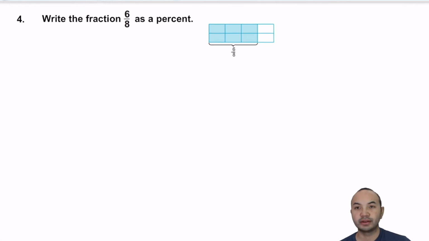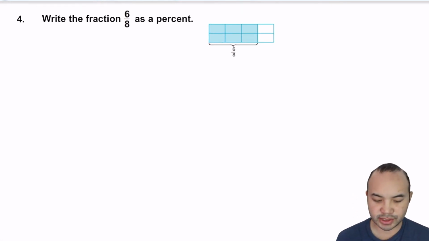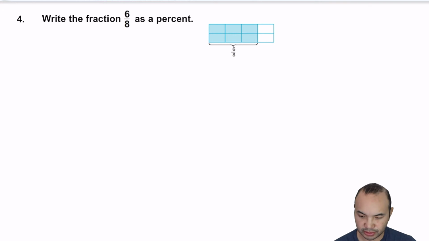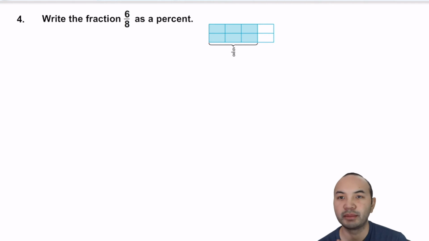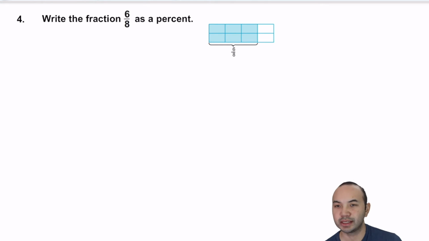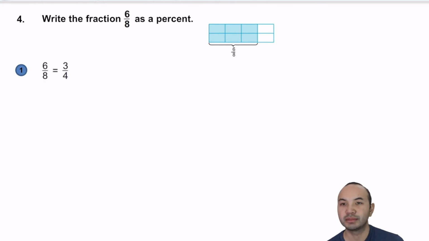Okay, now we have another type of problem here. It says write the fraction 6/8 as a percent. So before we do this one, I want to remind you of what we did before. We were trying to make the denominator 100, right? So here it's kind of hard to see that the denominator is going to be 100, isn't it? Like 6/8, you can't make 8 into 100 easily, but you can do something else. You can make 6/8 into 3/4. So whenever you see this, if you can simplify the fraction, try to do that.